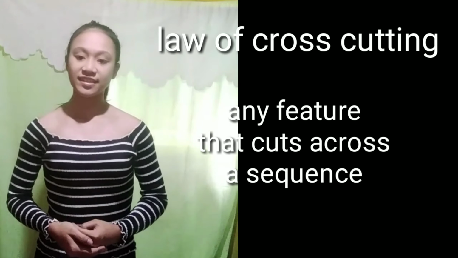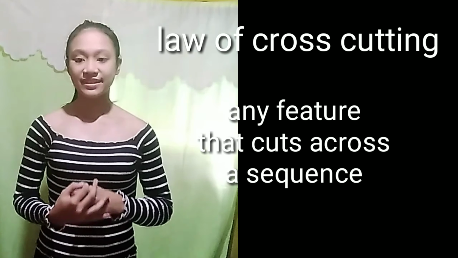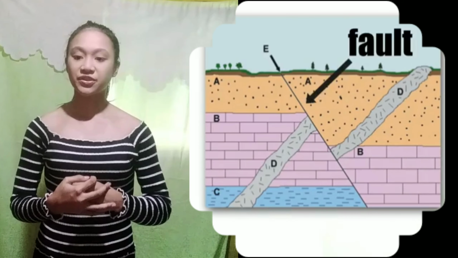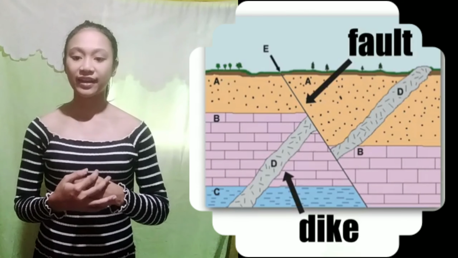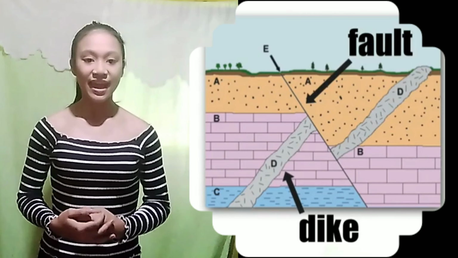Let's now look at the law of cross-cutting. This law states that any feature that cuts across a sequence, which may be a fault or an igneous intrusion, either a dike or a batholith, is younger than any part of the sequence it cuts across.